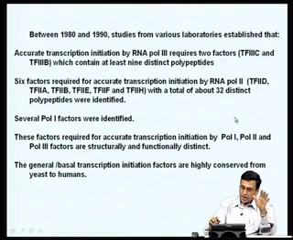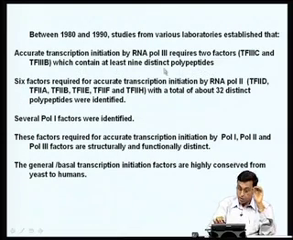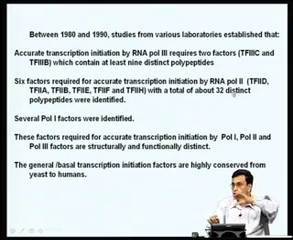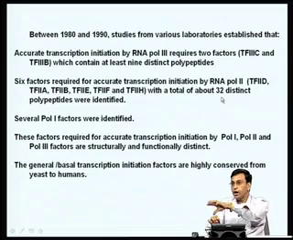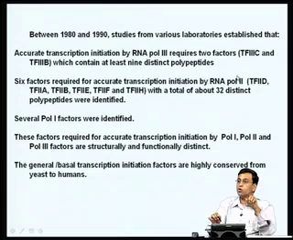So, between the 1980s and 1990s, studies from various laboratories established that accurate transcription initiation by RNA polymerase 3 requires two transcription factors called TFIIIC and TFIIIB, which contain at least 9 distinct polypeptides. Using runoff transcription assays and these kinds of supershift experiments, people identified that there are at least two protein factors required for RNA polymerase 3 to transcribe tRNA and 5S rRNA genes.